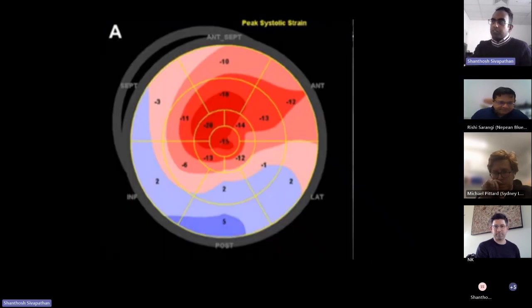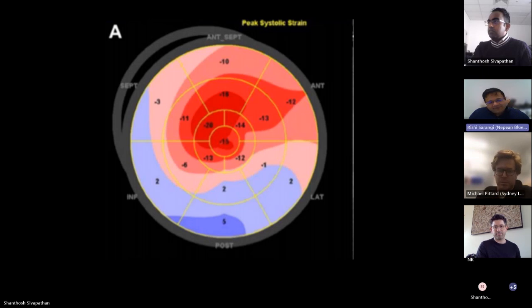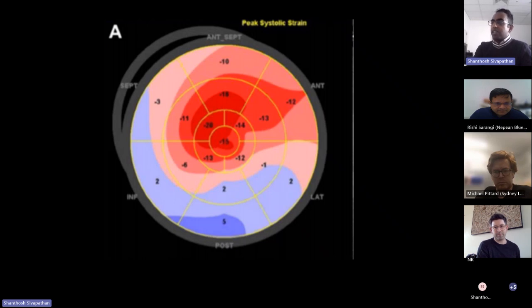Speaking of infarct, what territory is this? RCA. Yeah, right. So you've got your posterior inferior hypokinesis, where the strain is quite reduced. So this is in keeping with an RCA infarct. So if you do strain on patterns like this, it's in keeping with a right coronary artery.